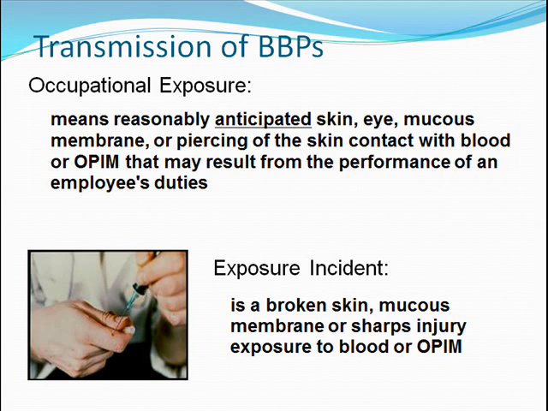At the workplace, occupational exposure means reasonably anticipated skin, eye, mucous membrane, or contact through piercing of the skin, such as needles, cuts, or abrasions. Contact with blood or other potentially infectious material may result while the employee is doing his or her duty. Reasonably anticipated contact means potential contact with blood or other potentially infectious materials. And exposure incidents are specific contact with blood or other potentially infectious materials capable of transmitting bloodborne diseases.